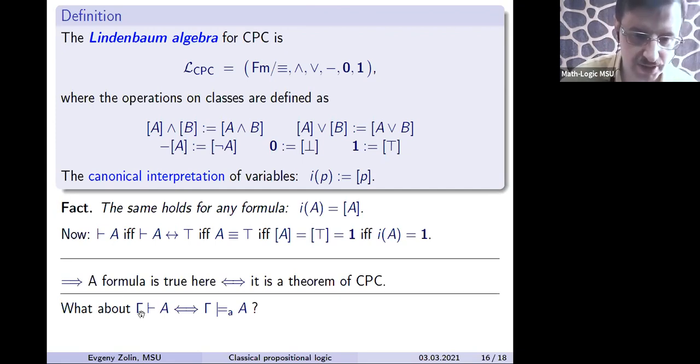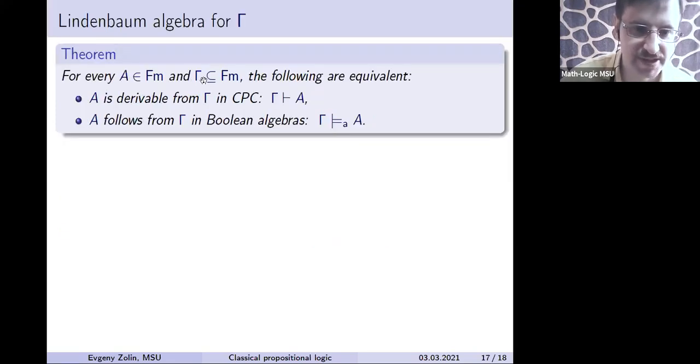What about gamma? We have the second statement. For every formula and every set of formulas gamma, the following are equivalent. A is provable from gamma, if and only if the formula A follows from gamma in all Boolean algebras.